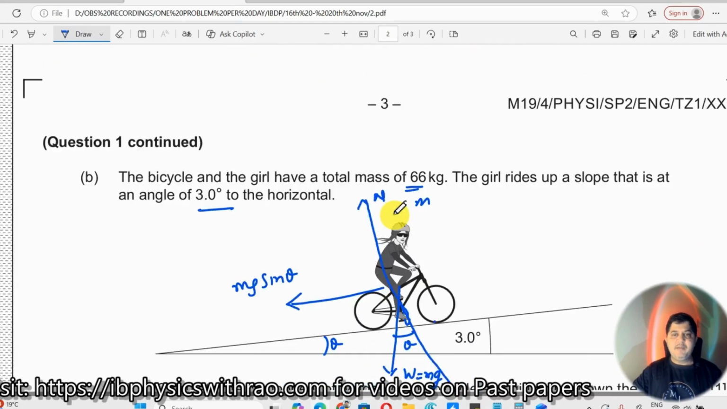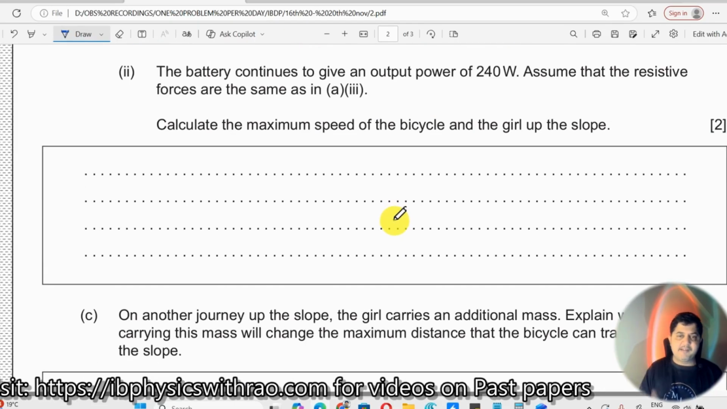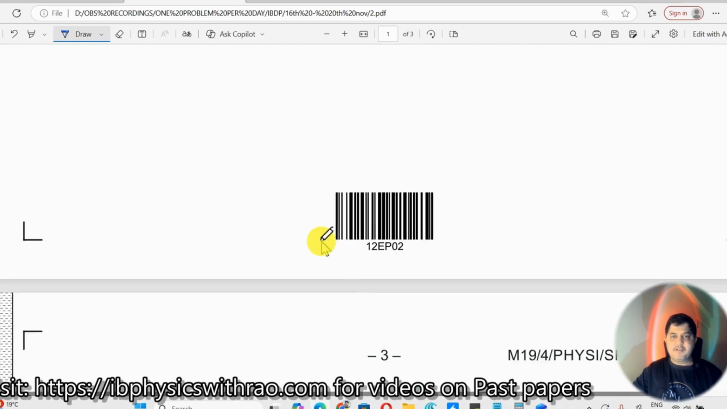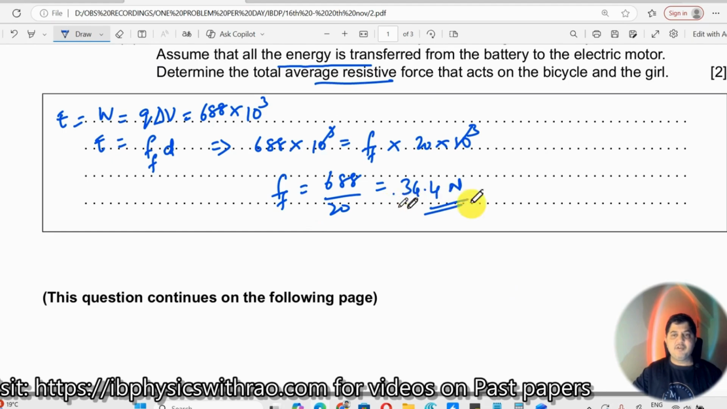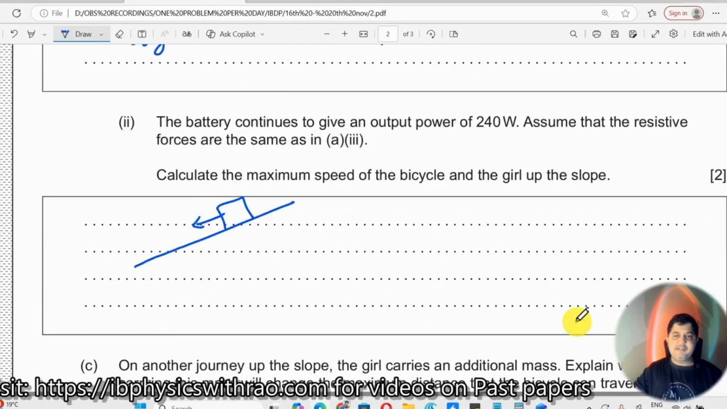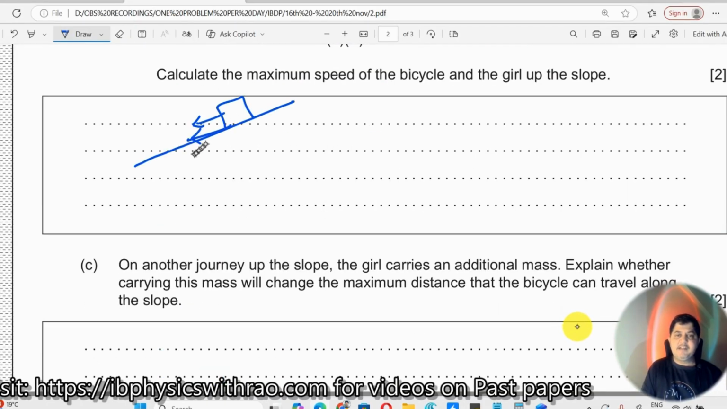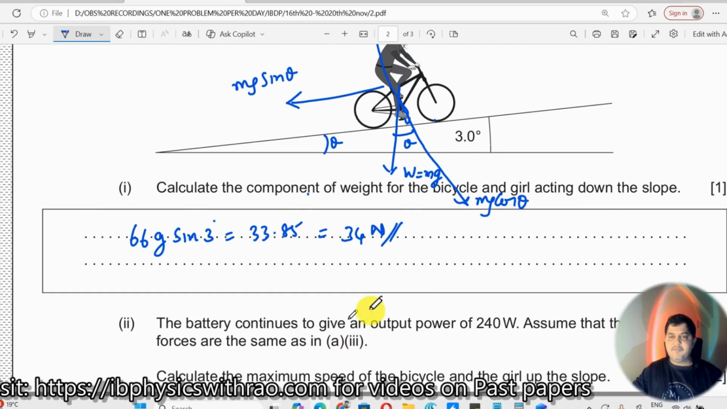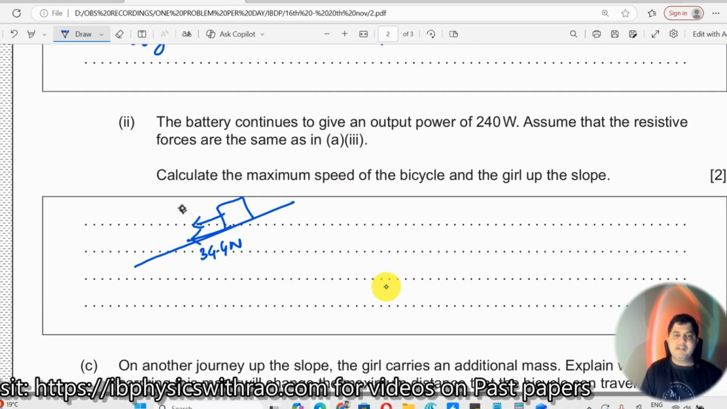So why do we get a lesser value? Because now there are two components acting. When you have a slope, the first component that was acting earlier was the frictional force. What was the frictional force acting here? Frictional force was seen to be 34.4 newtons, on the ground. And the component of weight is 34 newtons. So the total force that acts here is not 34.4 newtons, but it is 68.4 newtons. Okay. So total force is 68.4 newtons.